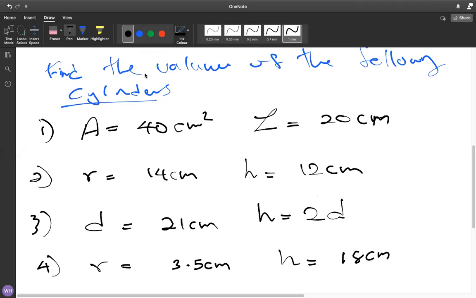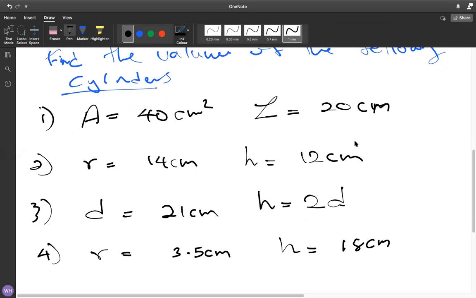L is 20 centimeters. Samat, you got electricity by the way. Hello? Beg your pardon, please. I didn't get you. Samat, beg your pardon. I didn't get you.